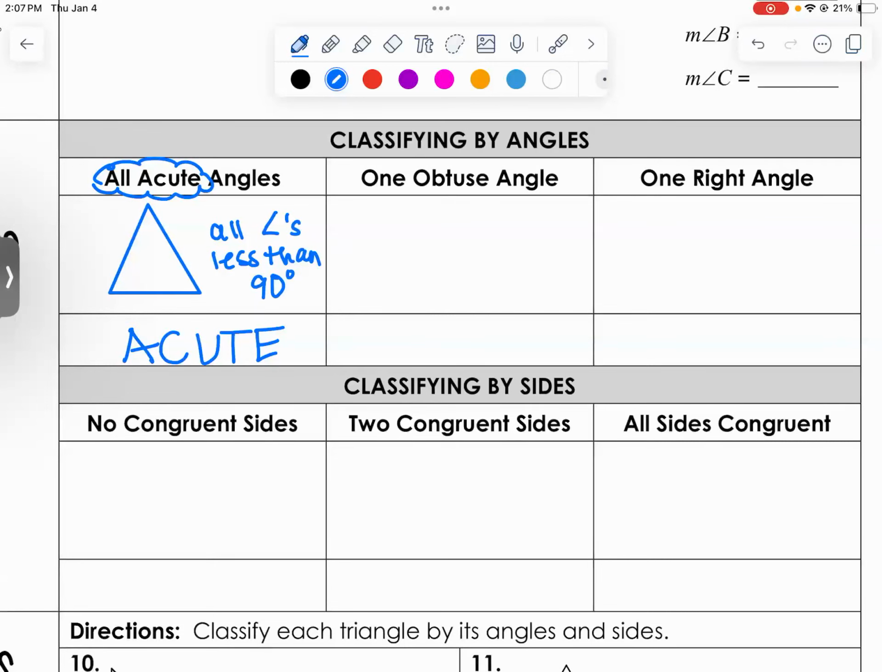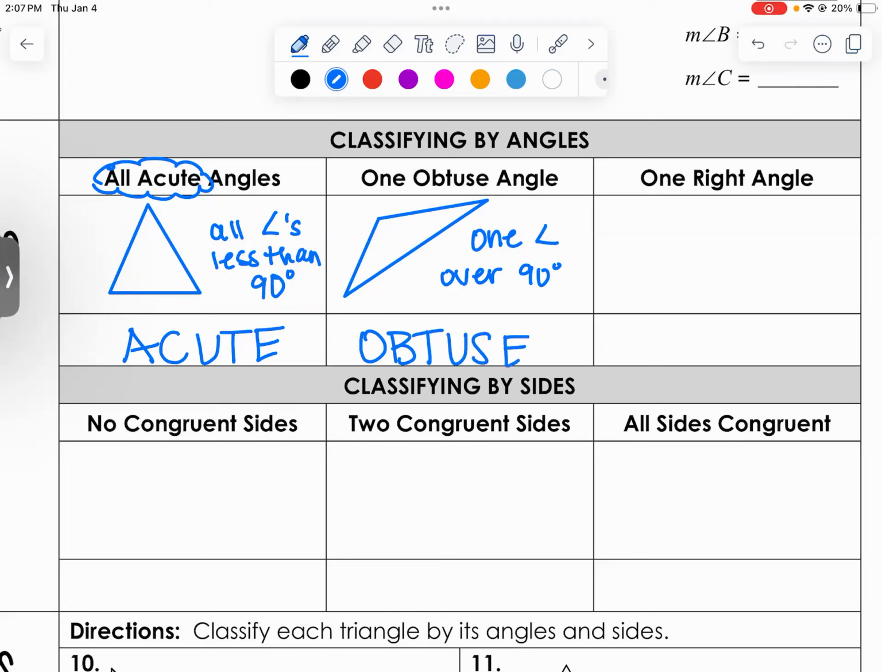What is an obtuse angle? Big, over 90 degrees. Okay, so if we have one angle over 90 degrees, can it have two angles over 90 degrees? No, because then it's not a triangle, as we've discussed thoroughly, unfortunately. If there is one obtuse angle, then it is called, crazy, an obtuse triangle.